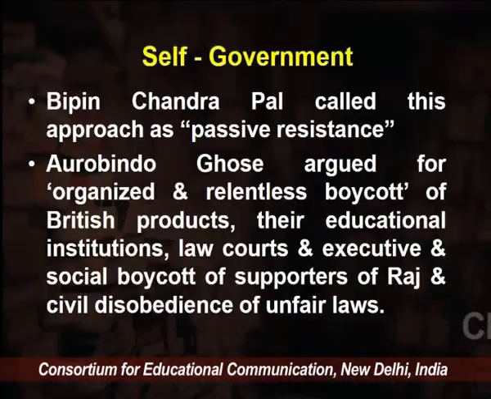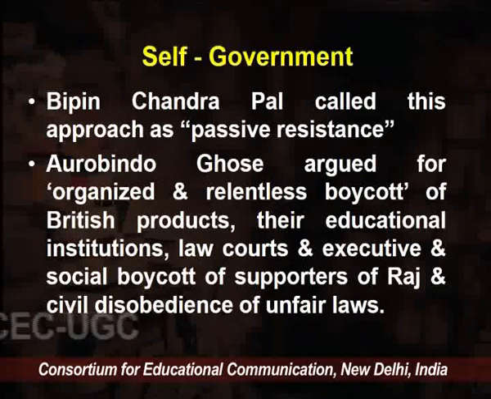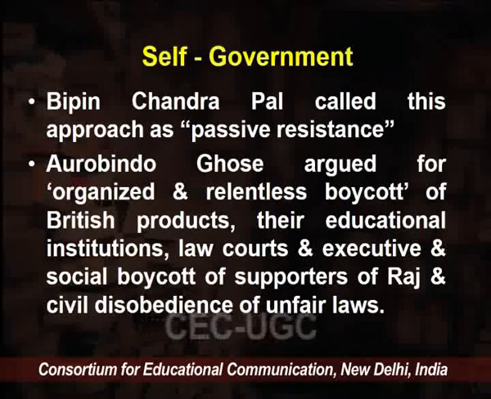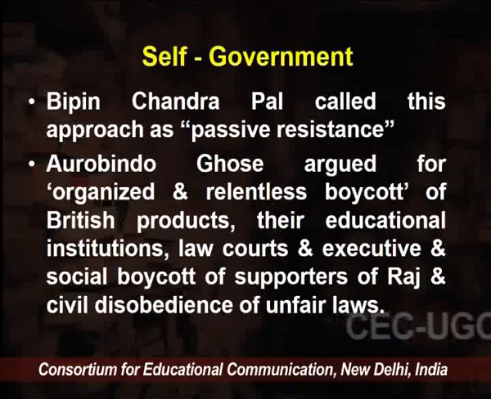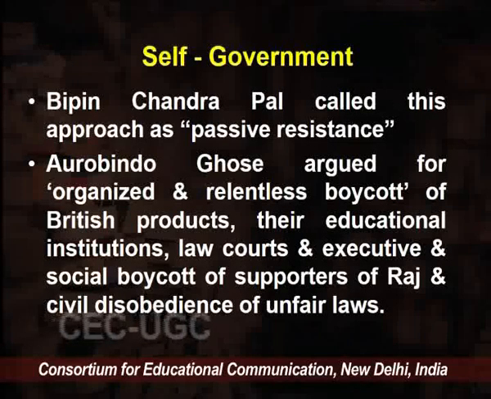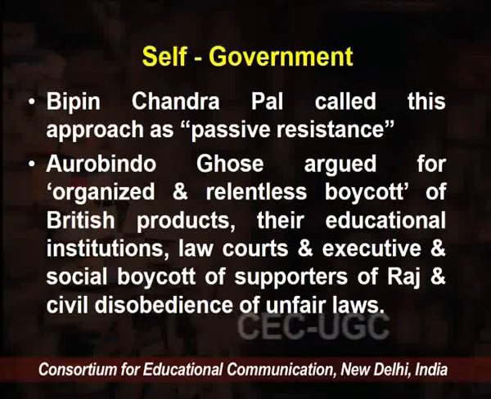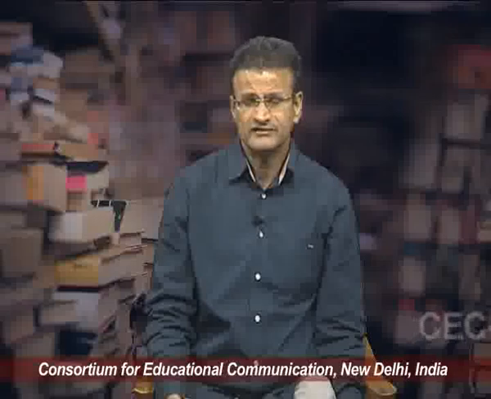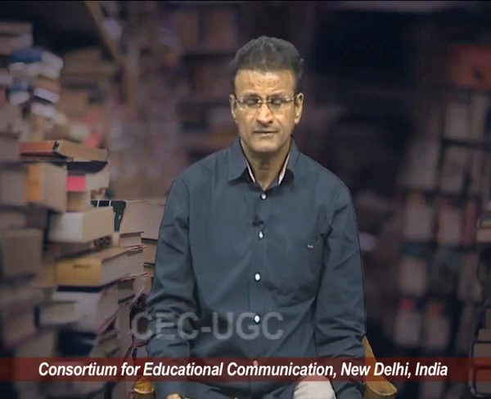And this kind of approach has been called by Bipin Chandra Pal a passive resistance. And Aurobindo Ghosh argued for the organized and relentless boycott of British products, their educational institutions, law courts and executive, and social boycott of the supporters of the Raj and civil disobedience of unfair laws. So Aurobindo incorporated some other things as well in terms of the idea of self-government and boycott. He wanted people to boycott the law courts and the executive, and even the social boycott of the supporters of the Raj.